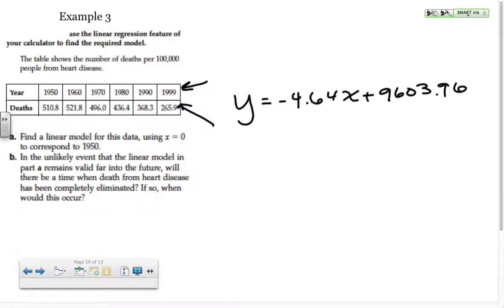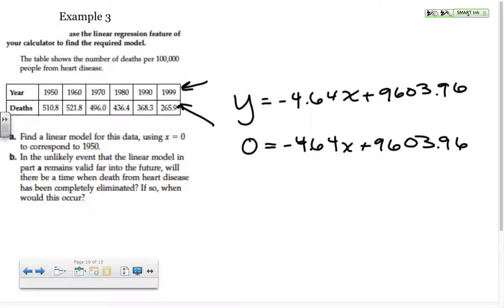In the unlikely event that a linear model in part A remains valid far into the future, will there be a time when death from heart disease has been completely eliminated? So what we do is say, okay, we want y to be 0. We don't want there to be any heart disease. And then you solve this equation just like we would in Algebra 1. I subtract 9603 from both sides, divide by negative 4.64.